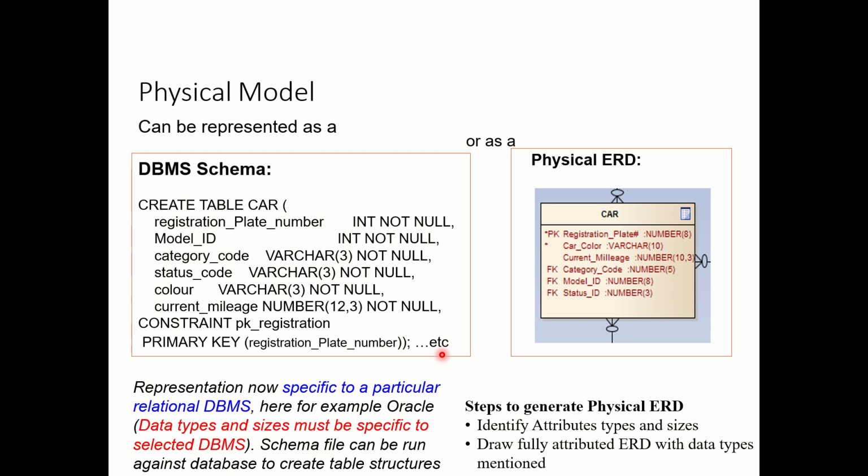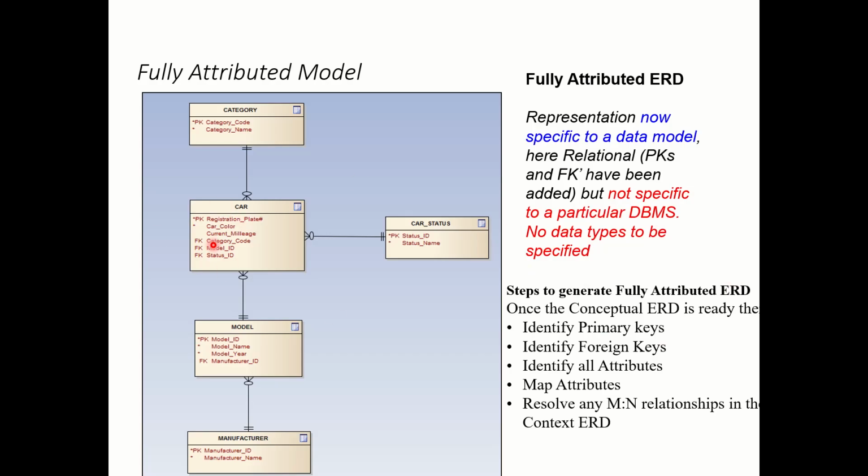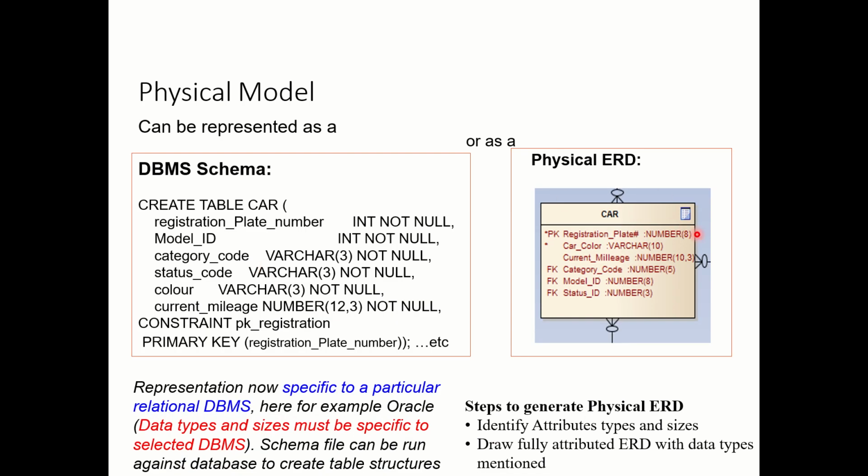The physical model is basically related to a particular database. You could say that it is related to Oracle database, or MySQL, because the structure with which we write is based on a certain database. It's specific to a database. So when you convert this to a physical ERD, the only difference between the fully attributed ERD and the physical ERD is that, from the fully attributed ERD, you will add the data type along with the size. These two have to be mentioned in order to make it clear as a physical ERD.